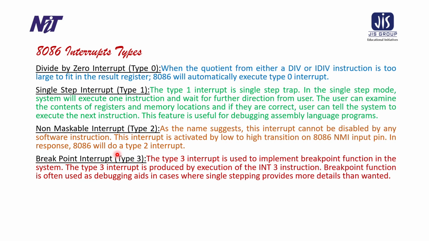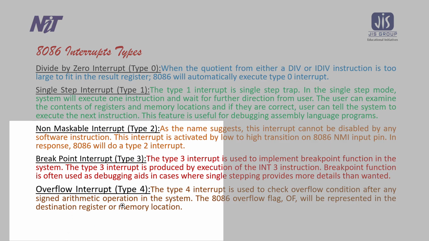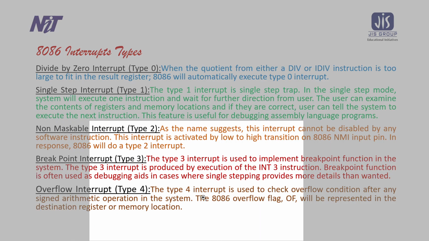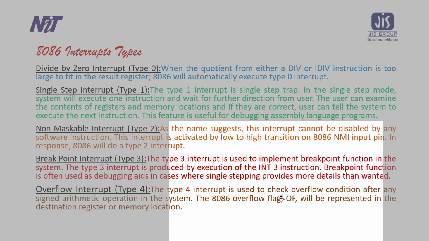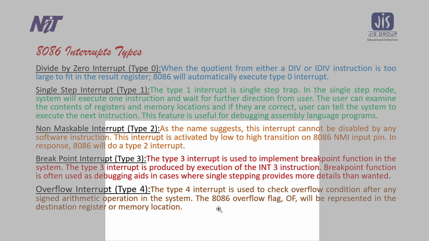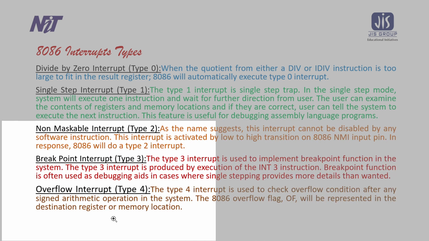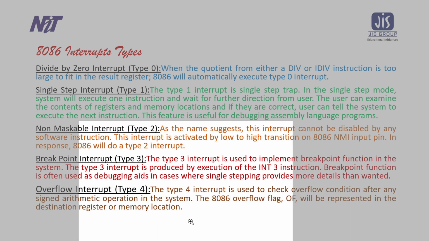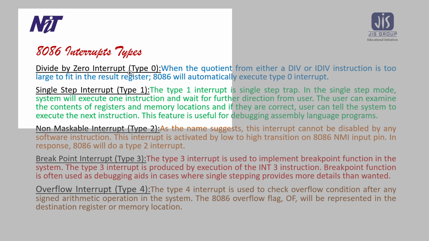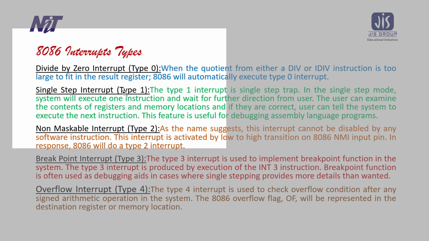Now I explain the last one, the type 4 interrupt, which is called the overflow interrupt. This type 4 interrupt is used to check the overflow condition after any signed arithmetic operation in the system. If the 8086 overflow flag is set, the result is too large to be represented in the destination register or memory location. So these are the type 0 to type 4 interrupts I explained in this slide.